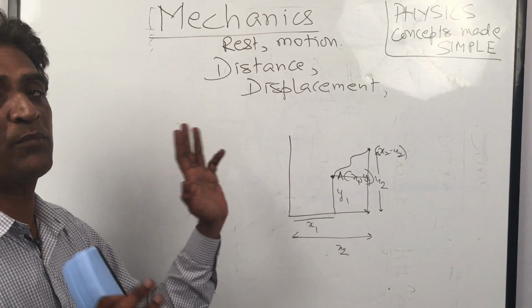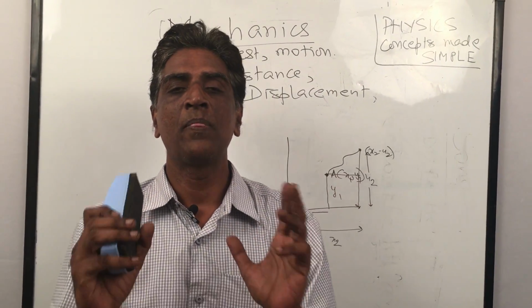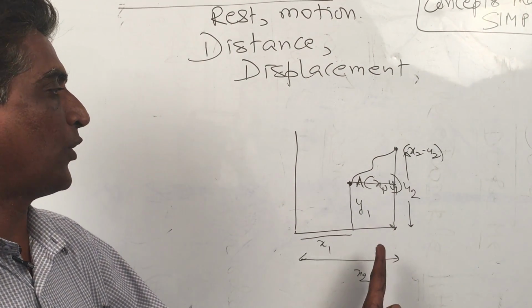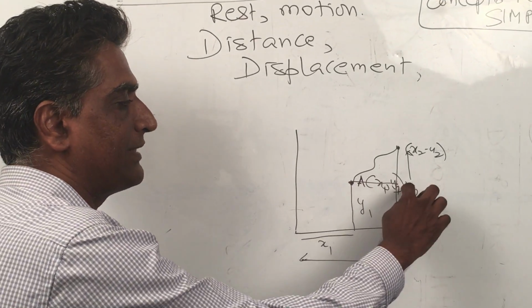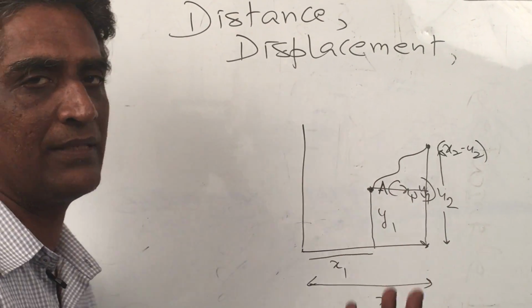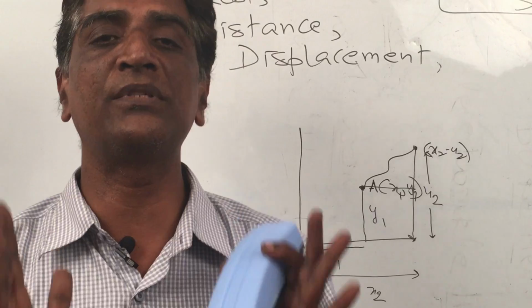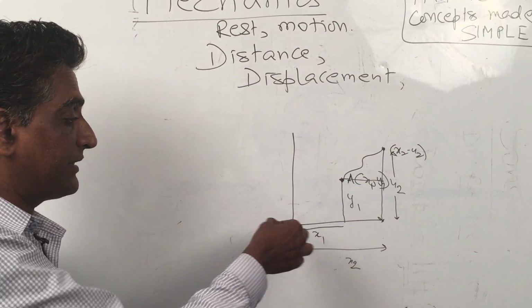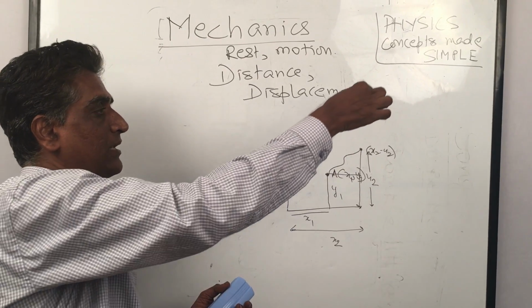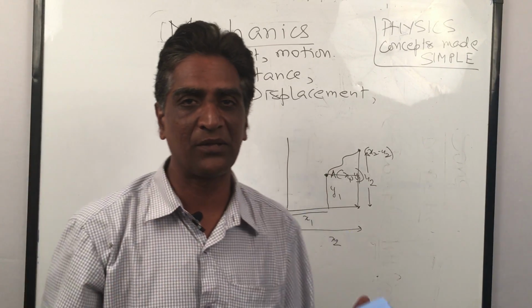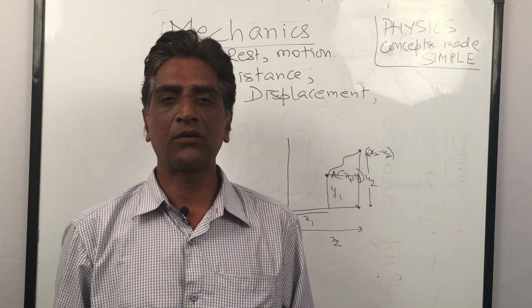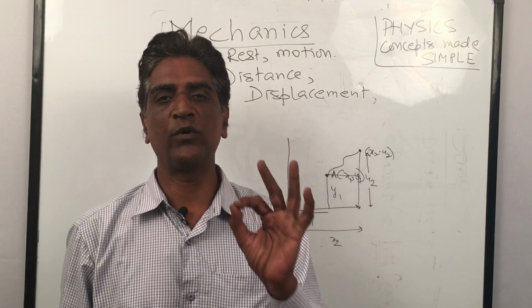Rest is not changing the position with respect to the reference frame, and motion is changing your position, both in the x and y. It can even be only in the x direction or only in the y direction. But it changes its position with respect to a reference frame. It can even be 3D, so it can move like this, and its z coordinate will also come. That's okay. I think we all got the concept of rest and motion.